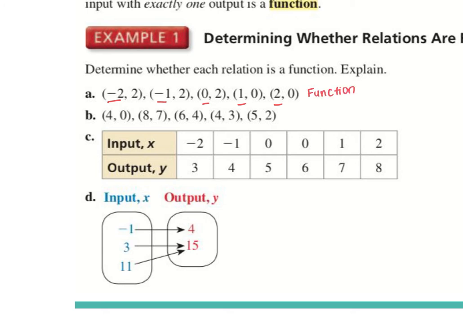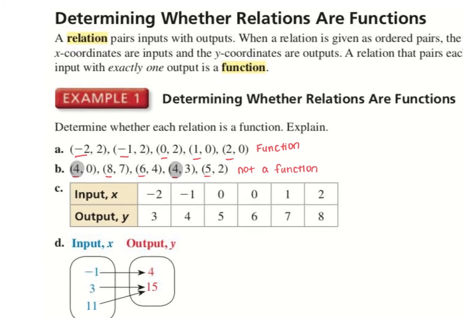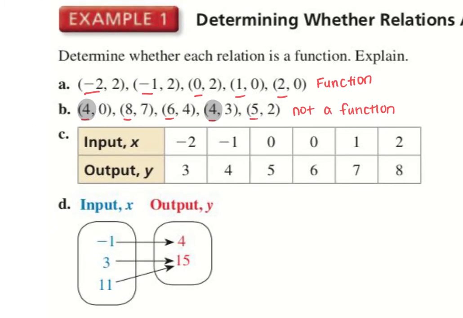Now, take a look at the second example. In the second example, we have 4, 8, 6, 4, and 5. The number that's repeated is the 4, so we do not have a function, okay? There is not a function there. Because the definition of a function says that each input has to pair with exactly one output. In this case, the 4 is paired with the 0 as an output and also with the 3, okay?